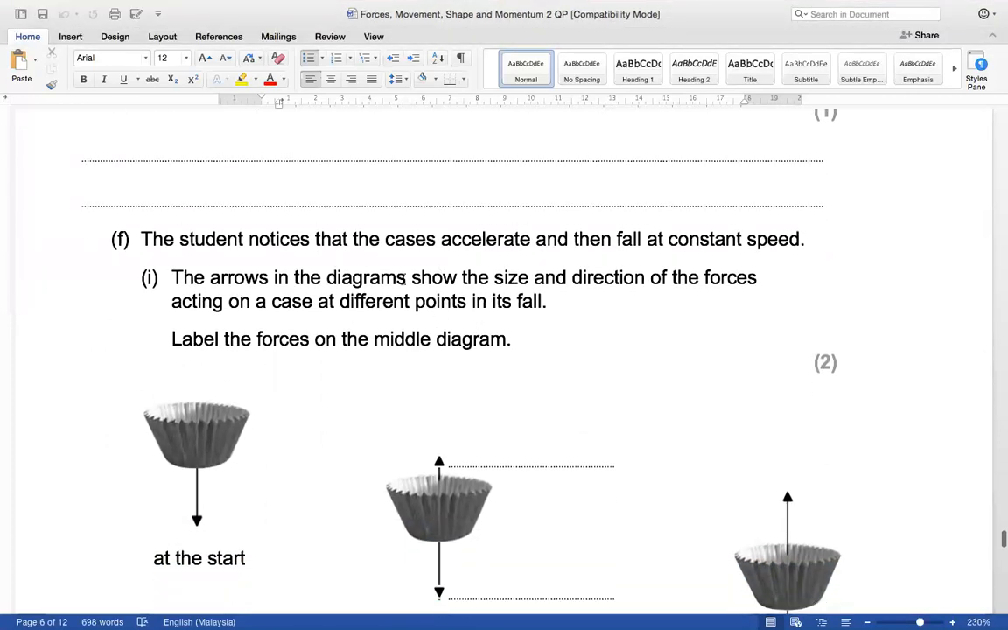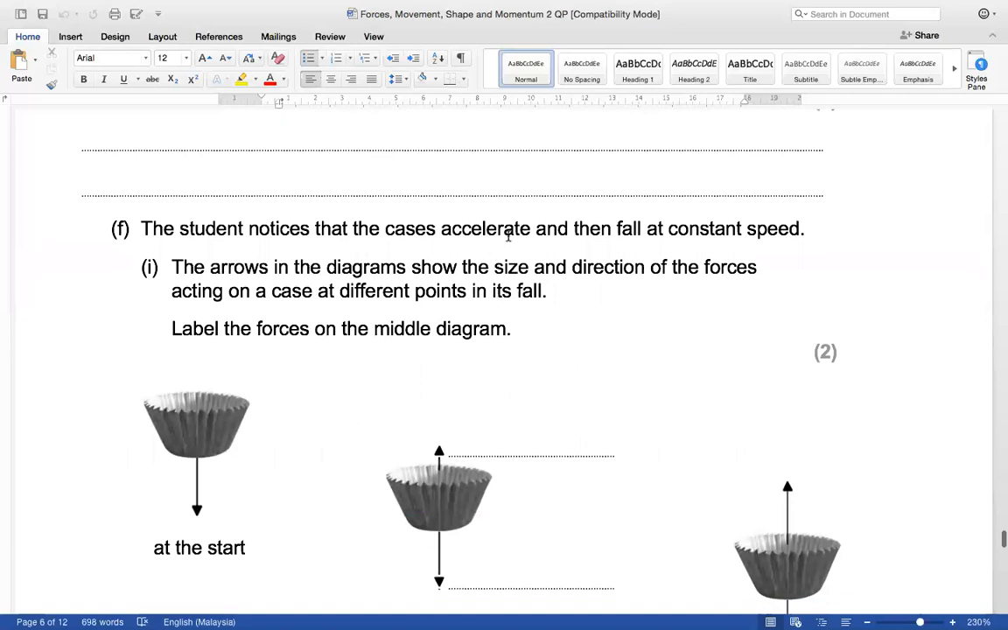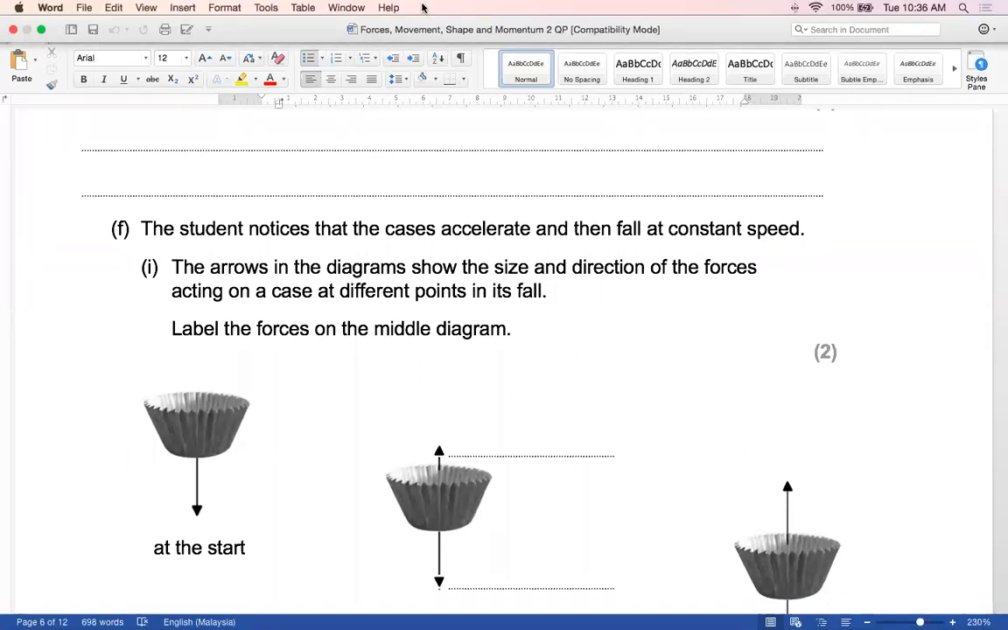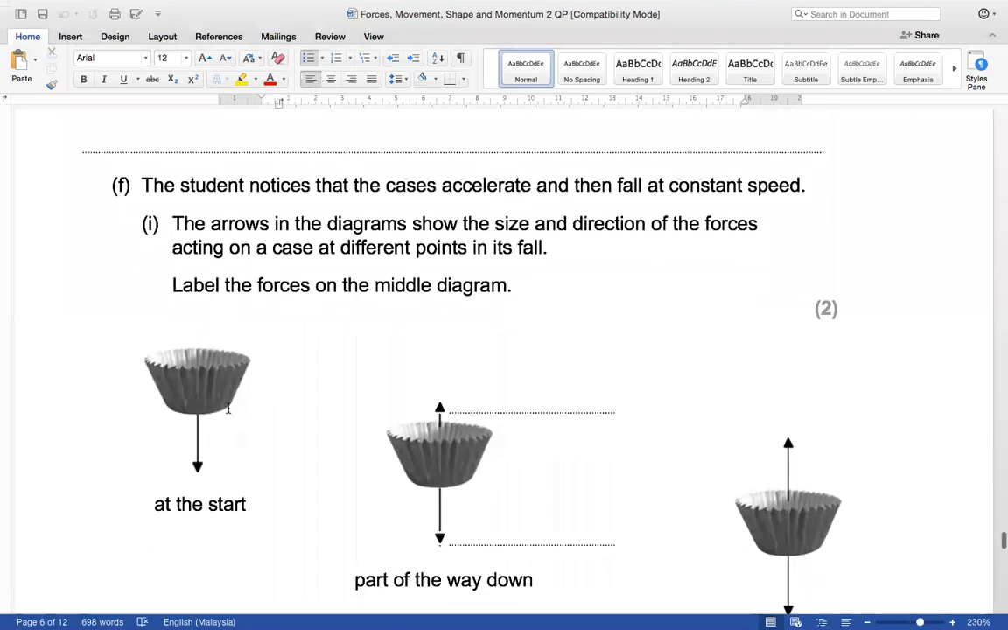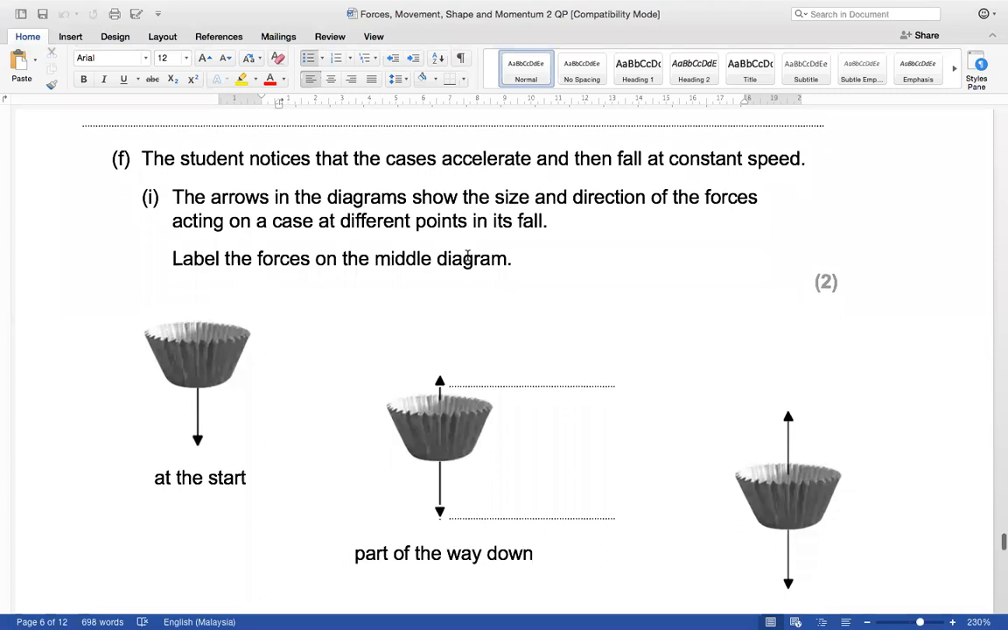Next, the student notices that the cases accelerate and then fall at constant speed. So basically reaching terminal velocity after a while. The arrows in the diagram show the size and direction of the forces. So the bigger the arrow, the bigger the force acting on a case at different points in its fall.